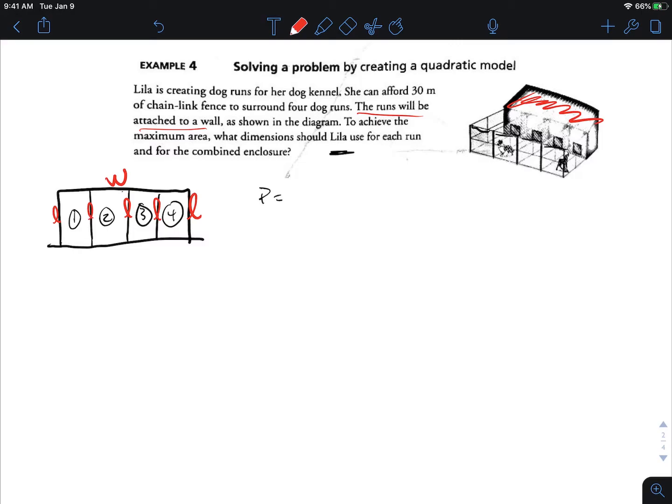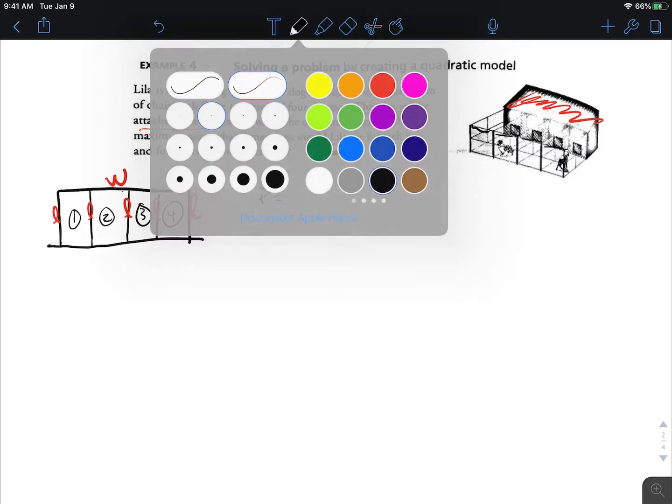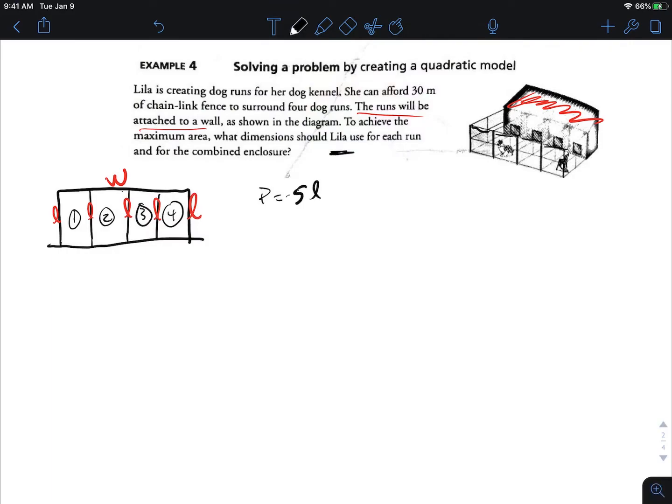I'm going to have 5 lengths and 1 width. That's how I'm going to consume that 30 meters. So 5L plus a width, and that should equal 30: 5L plus W equals 30. And then I might say 30 minus 5L is equal to W. That's what I'm going to use.